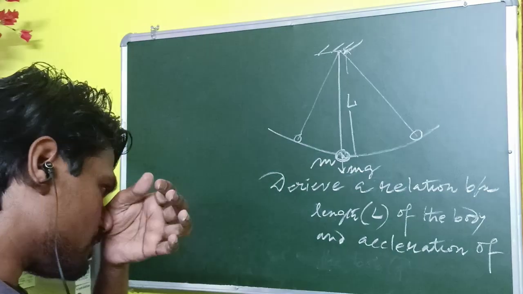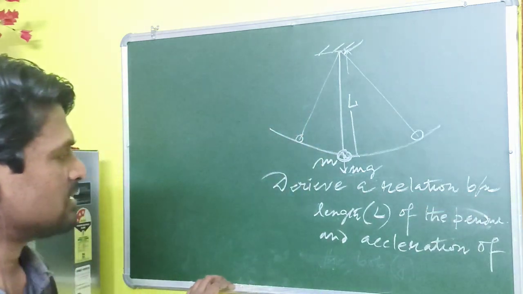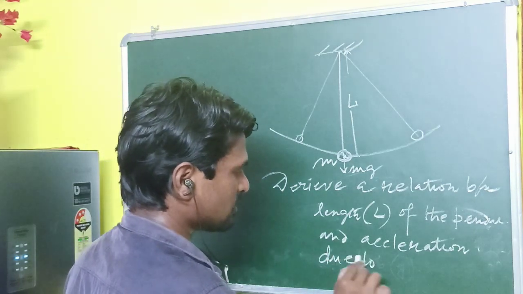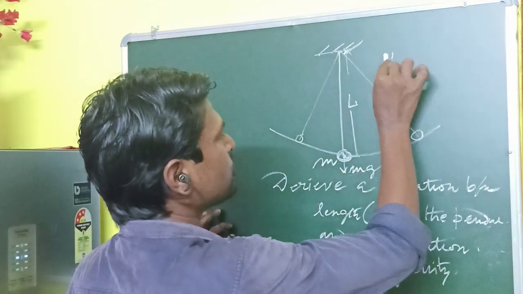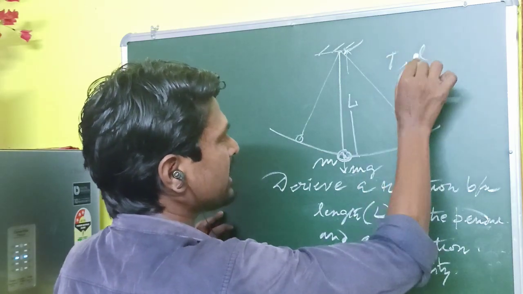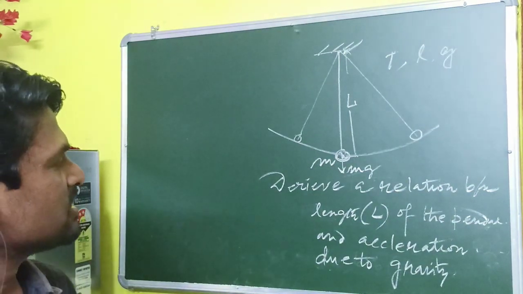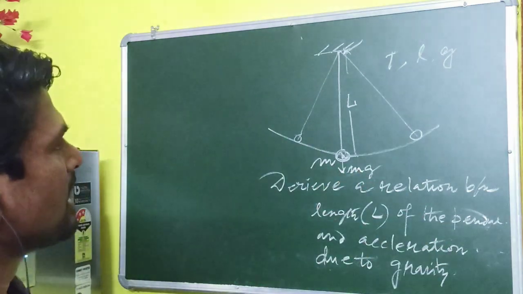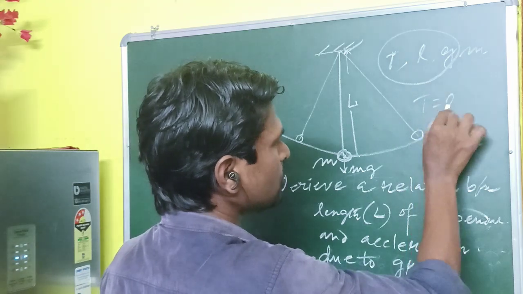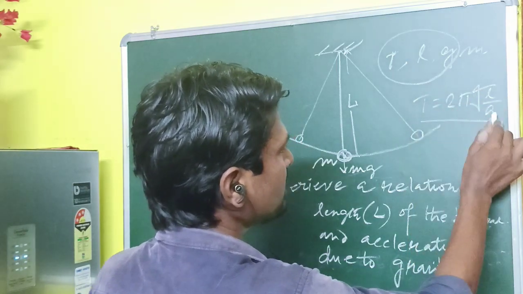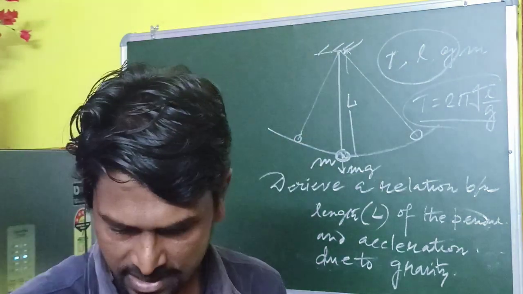So derive a relation between the length of the pendulum and the acceleration due to gravity. You have to derive a relationship between the time period T, the length L, and g. And if you want the relationship with the mass of the bob, then you can take another variable, that is m. But first of all, we know that T equals 2 pi root over L by g, and this is the relationship, and we get that equation with the help of dimensional analysis.